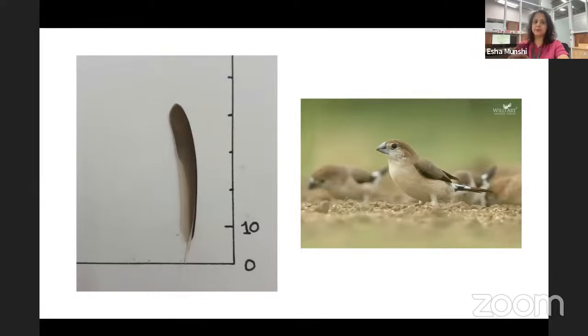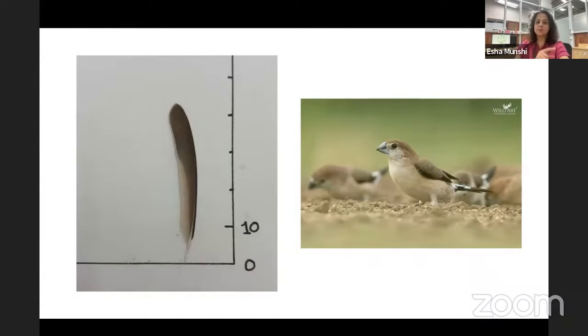But when I held the bird, birds tend to do that. In fright, they lose their feathers. It's like everyone knows about lizard losing its tail, right? To avoid predation. So birds can also do that. If there is a predatory threat, they are able to lose the feathers which are in the grip, especially the flight feathers. So in my hand, I had like three feathers of Indian silverbill.